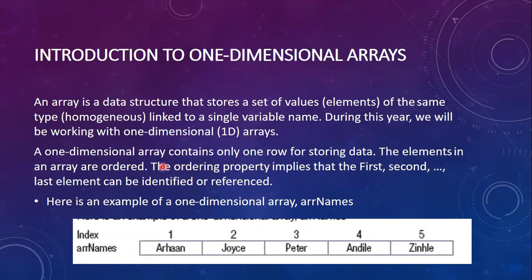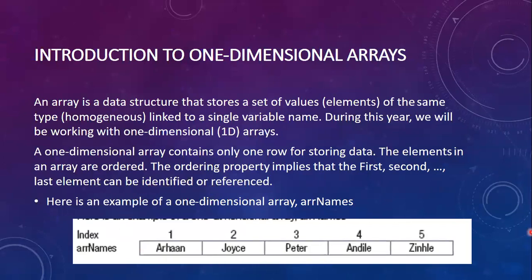Okay. So a one-dimensional array contains only one row for storing data. The elements in an array are ordered. The ordering property implies that the first, second, etc., last element can be identified and referenced.